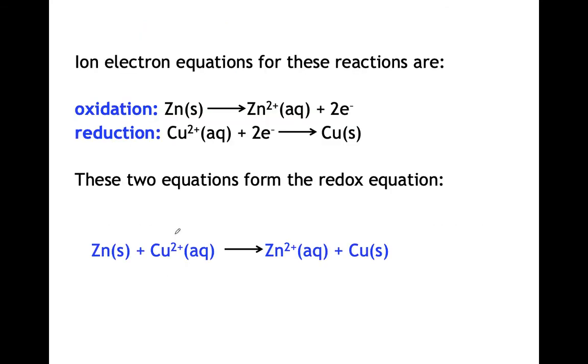If we combine the oxidation and reduction equations, we can get our redox equation, which looks like this. It is zinc solid plus copper 2 plus ions in solution, giving zinc 2 plus ions in solution and copper atoms.